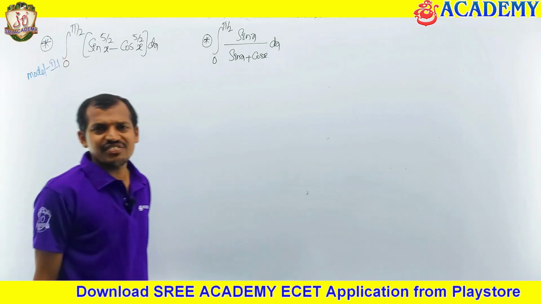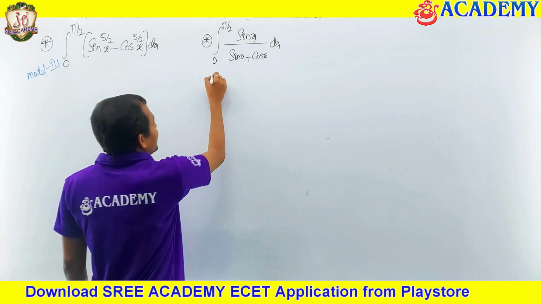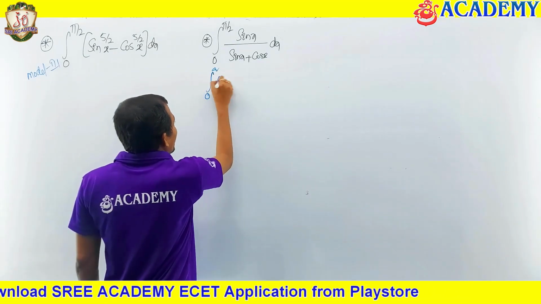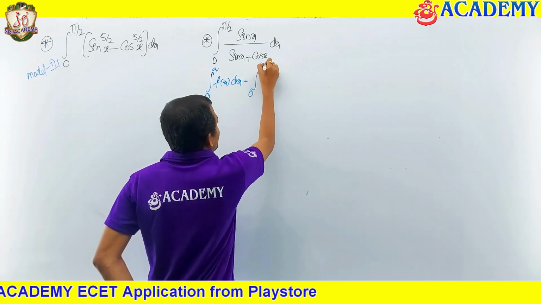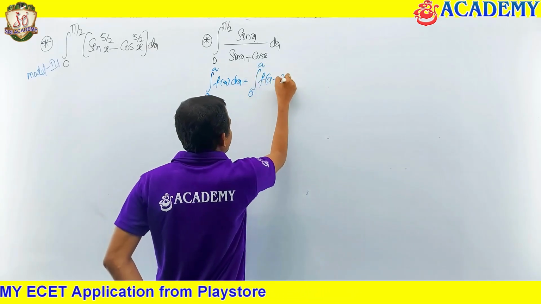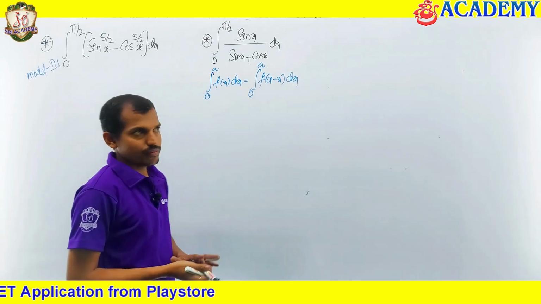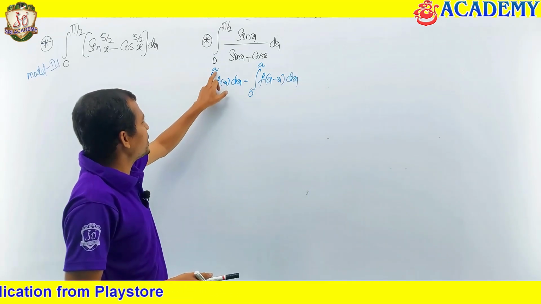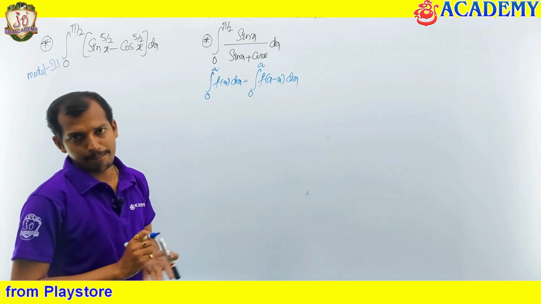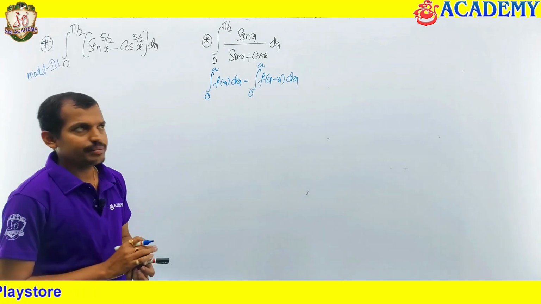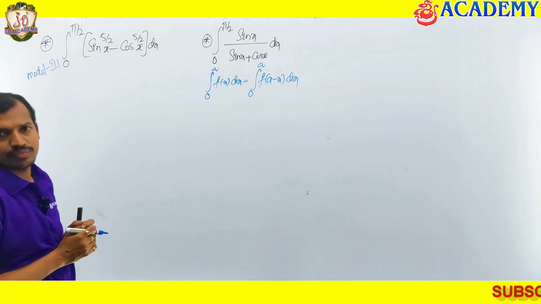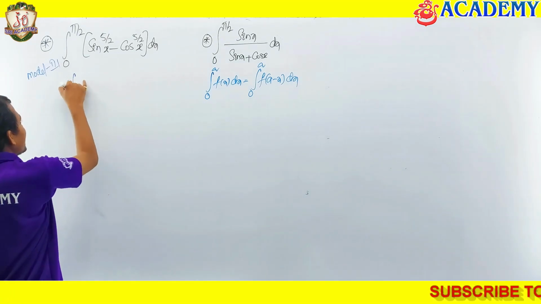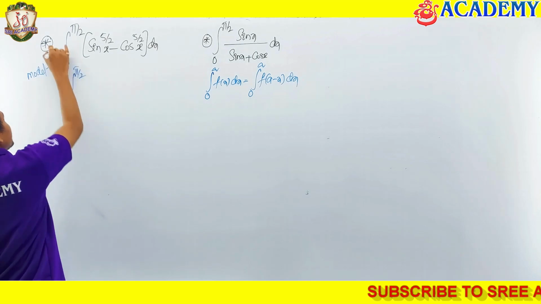That is by using definite integration property. What is that? Integral 0 to a f of x dx we can write as integral 0 to a f of a minus x dx. In place of x we can replace a minus x here directly. With that, if I write this one, integral 0 to π/2, I am taking this as I.